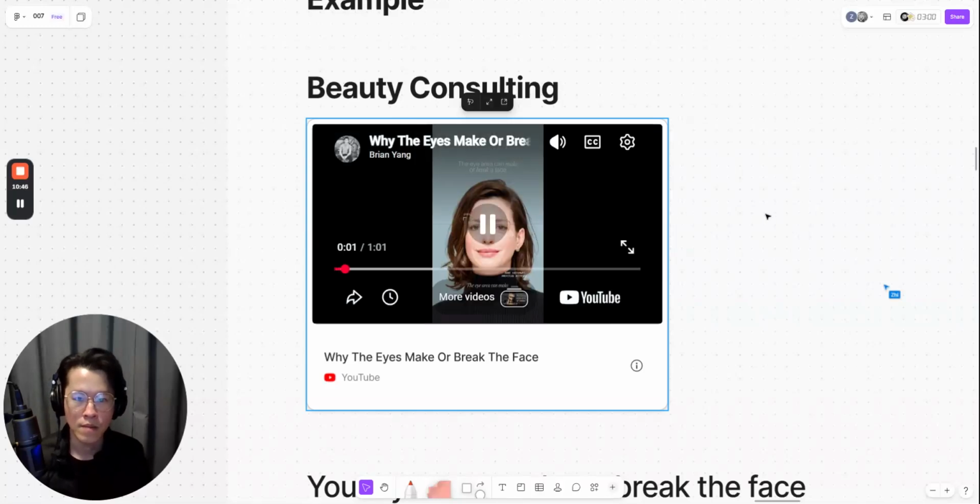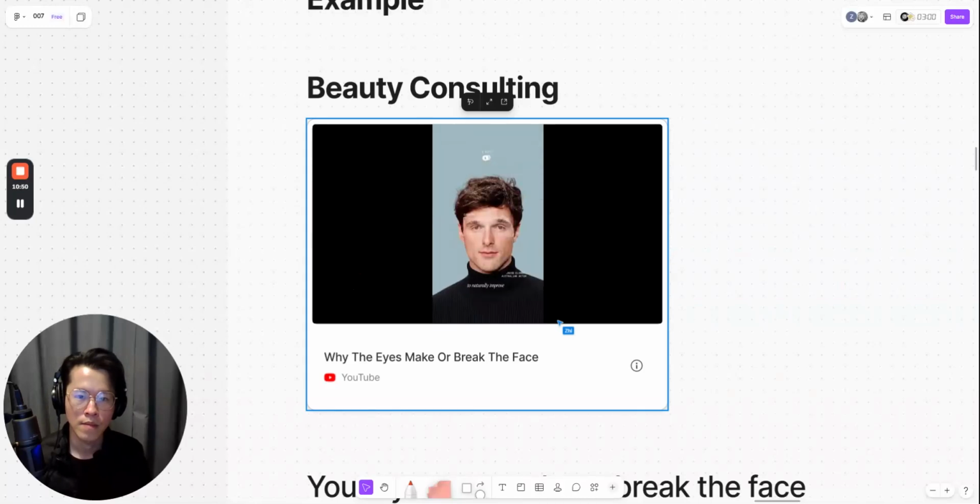The eye area can make or break a face. Here are 2 simple steps with the highest return to naturally improve it.